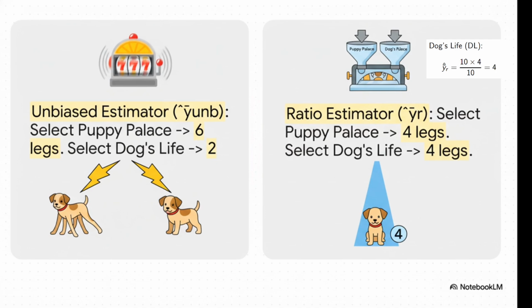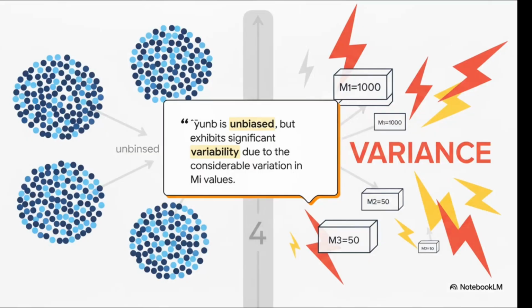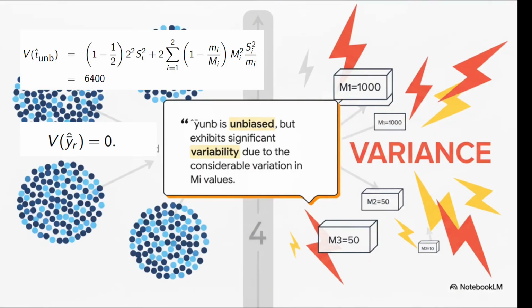It gets the right answer every single time, no matter which cluster we draw, because it automatically corrects for the fact that Puppy Palace is 3 times bigger. This quote from our source text just nails it. The unbiased estimator is, technically, correct on average. If we did this 1,000,000 times, the average of all our wacky 6-leg and 2-leg estimates would eventually be 4. But for any one sample you take, it can be wildly wrong.